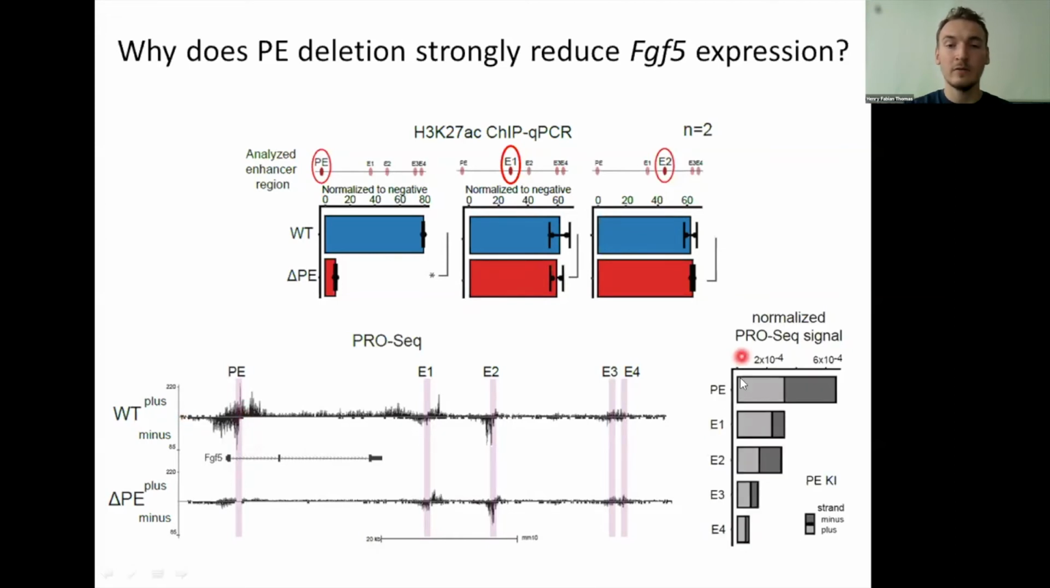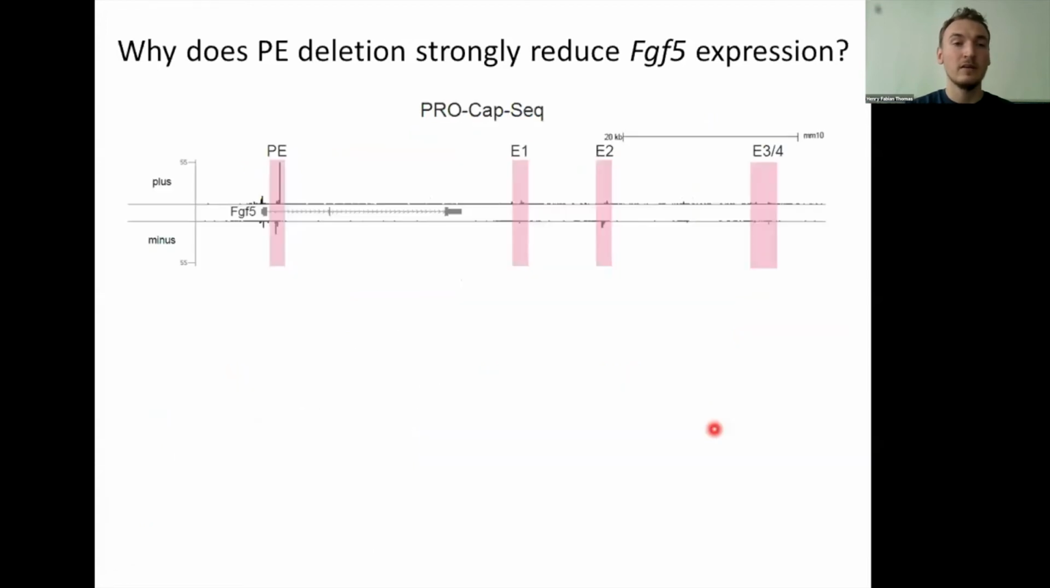And there we also see that the PRO-seq signal at PE is stronger than at the other enhancers. We were then wondering where this polymerase comes from, and we hypothesized that there might be an initiation event ongoing at the PE enhancer. And to test this, we did PRO-cap-seq to look at initiating polymerase. And indeed, we saw a very strong initiation event at the PE enhancer, once more stronger than what we see at E1 to E4. But at the same time, we do not see any stable transcript arising from PE.